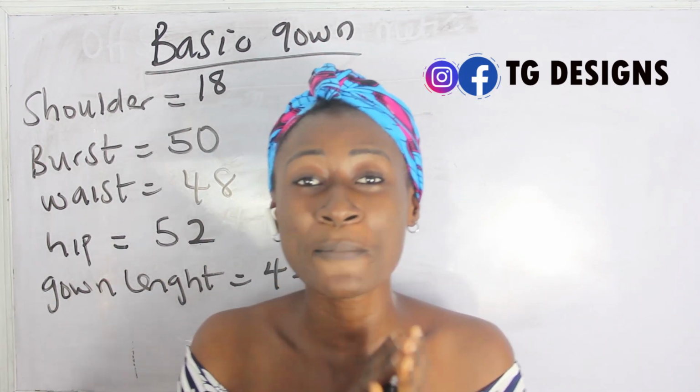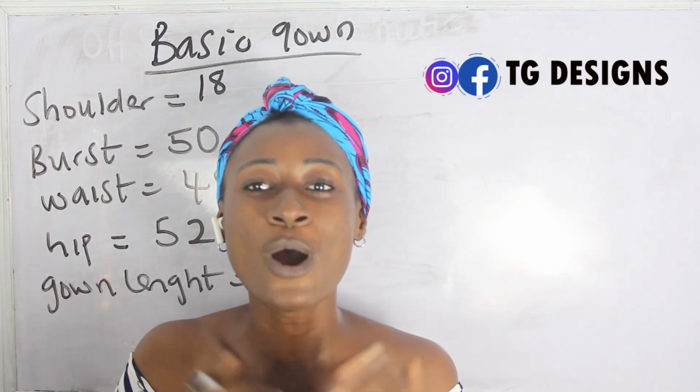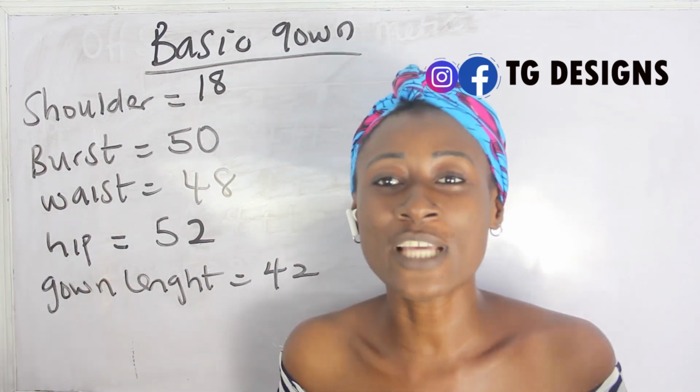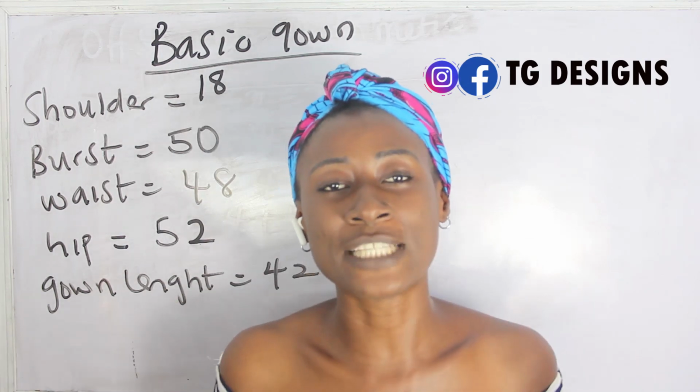So what are the basic measurements required in order for you to achieve your simple A-shape gown? Your shoulder measurement, bust, waist, hip and your gown length.